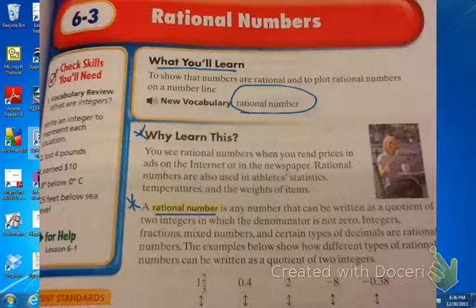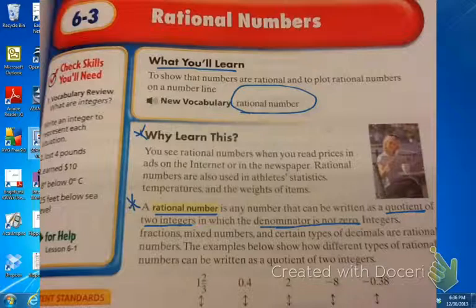A rational number is any number that can be written as a quotient of two integers in which the denominator is not 0. Alright, let's look at that again. A rational number is any number that can be written as the quotient. Now that's the answer to a division problem, right? So as the answer to a division problem of two integers, and the denominator cannot be 0. So we have to be able to write it as a fraction in which the denominator is not 0.